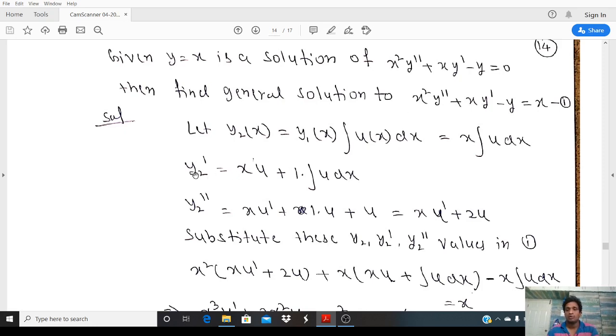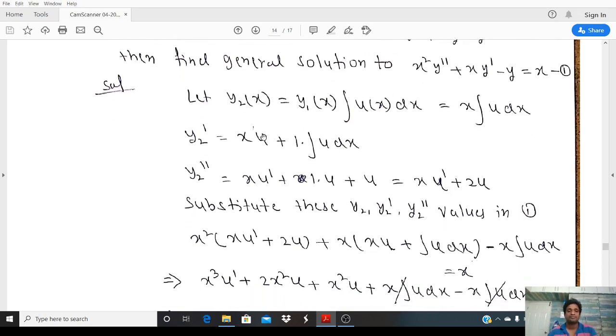Okay, so now I am finding y2 dash. y2 dash is in the form of a product, so we have to apply the product rule. So x times the differentiation of the integral gives the same value u, plus the differentiation of x is 1, and the integration of u dx as it is. Next, y2 double dash. Again, one more time we have to differentiate this. So here x into u dash plus differentiation of x is 1, u as it is, plus here the differentiation of the integration of u dx becomes u only, because integration and differentiation are inverse operations. So it becomes x u dash, and u plus u becomes 2u.